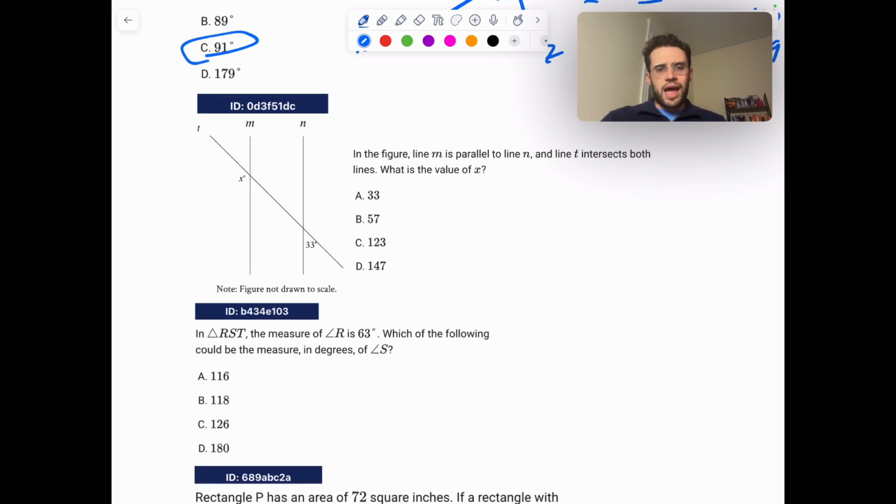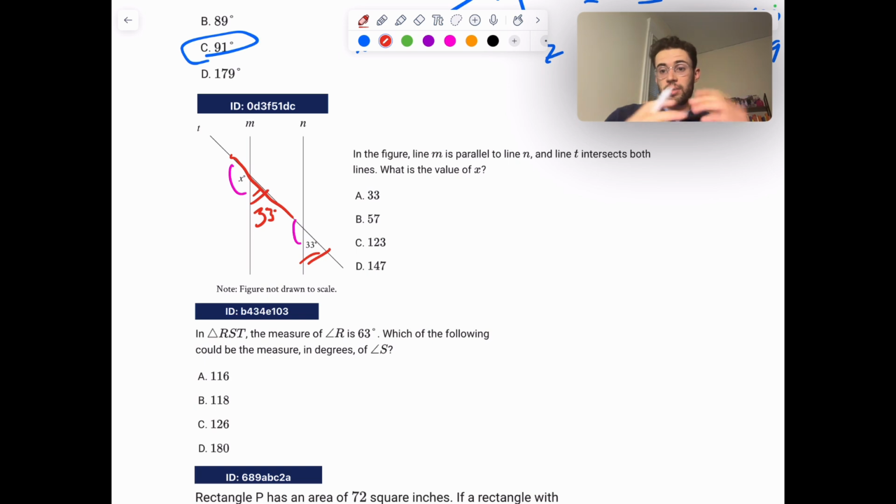In the figure, line M is parallel to line N, and line T is a transversal. It intersects both lines. What is the value of x? Well, in this case, this is our first parallel lines cut by a transversal that's not using corresponding angles. We have x here, which corresponds to this, and then we've got this 33 degrees, which would correspond to this spot. Now, what they correspond to is the linear pairs of each other. So basically, 33 is here, and 33 and x form a line together.